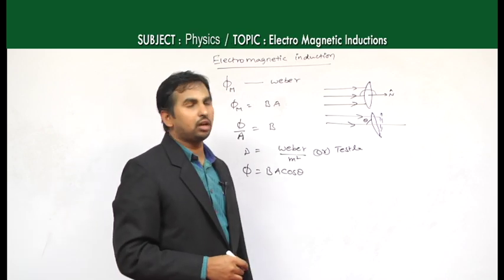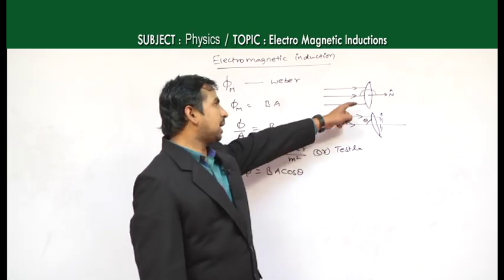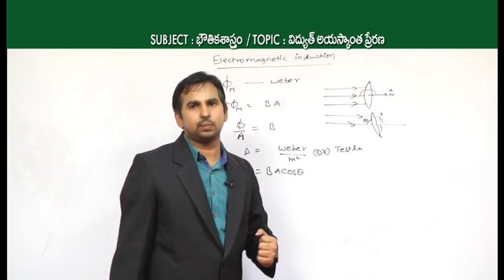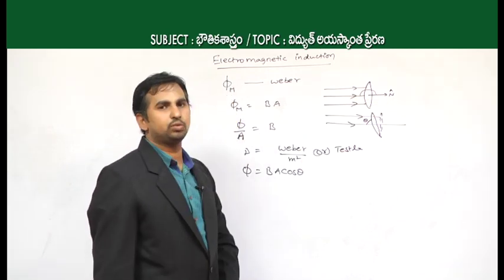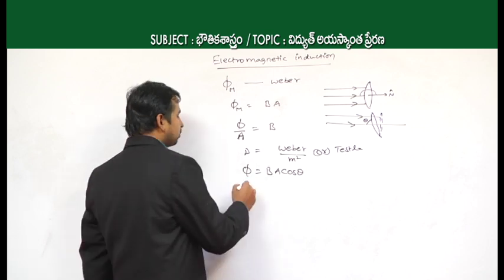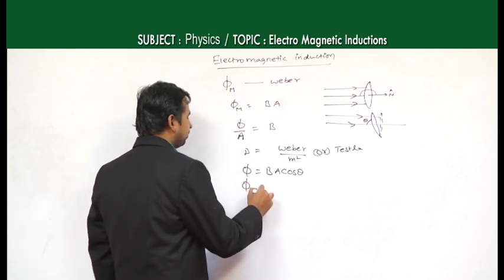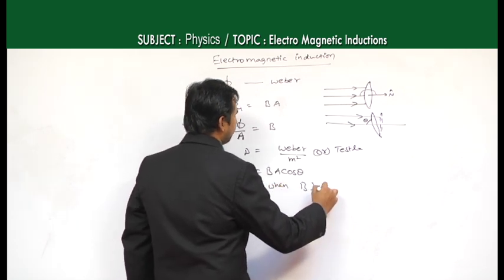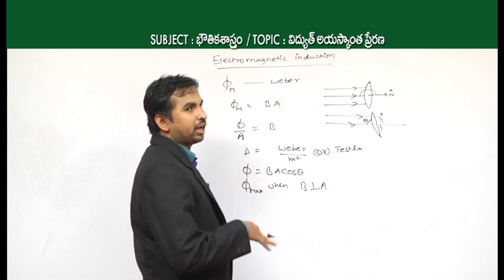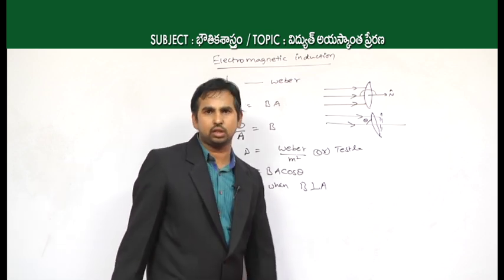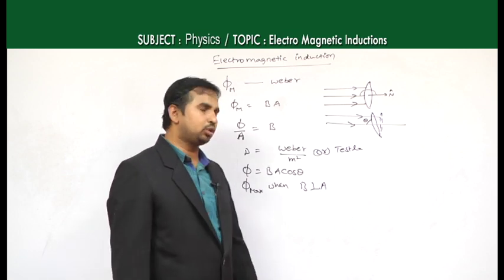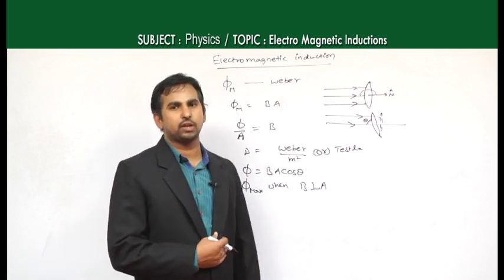When they are going parallel to each other, as I said, the angle between the magnetic lines and the area is 0 degrees. So cos 0 becomes maximum. This means the flux is maximum when B and A are perpendicular to each other. B means the magnetic lines of force which are passing there, and A means the area you are taking. When both are perpendicular to each other, we get maximum flux.